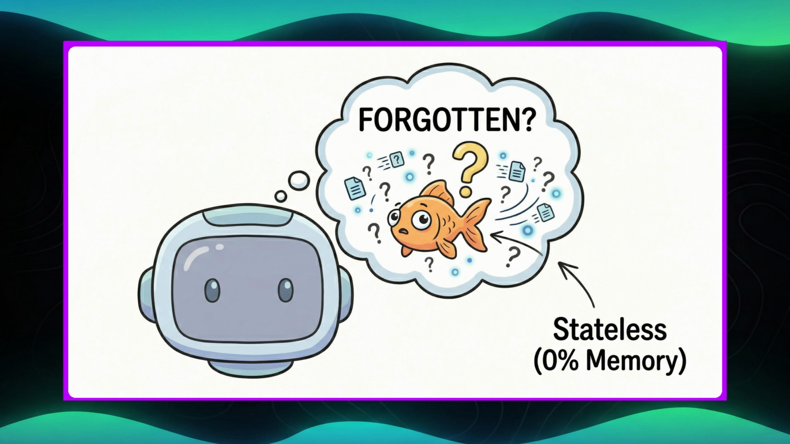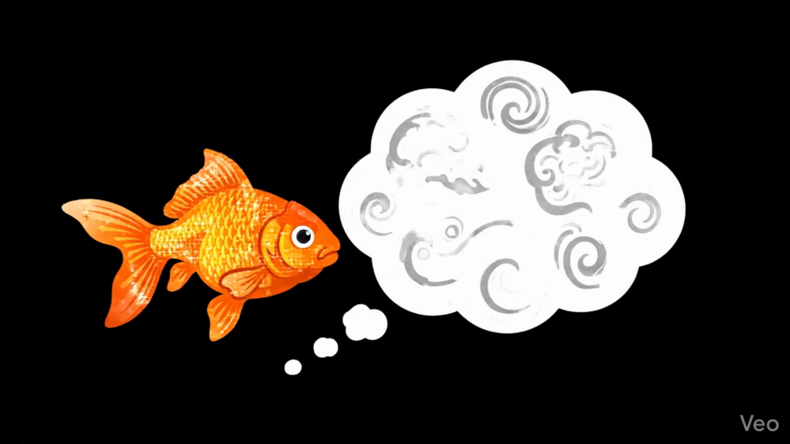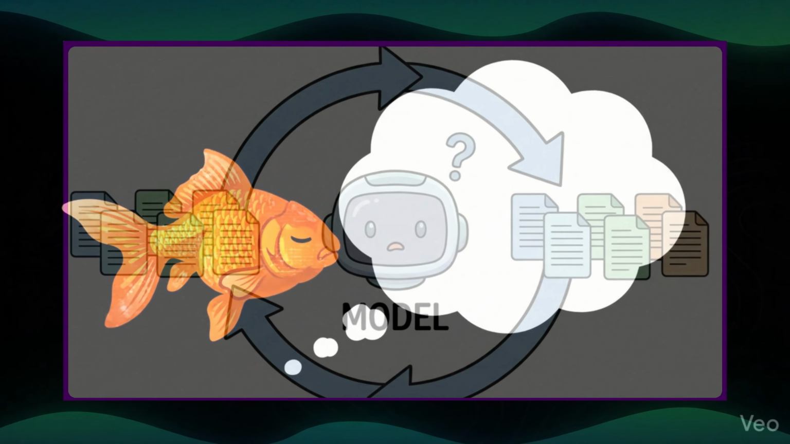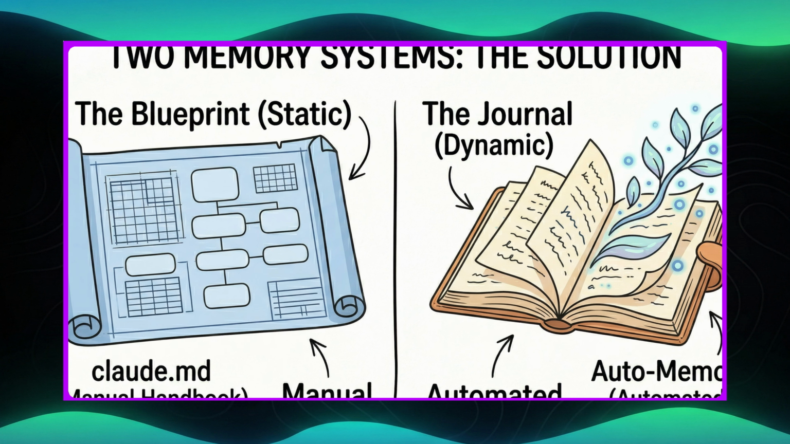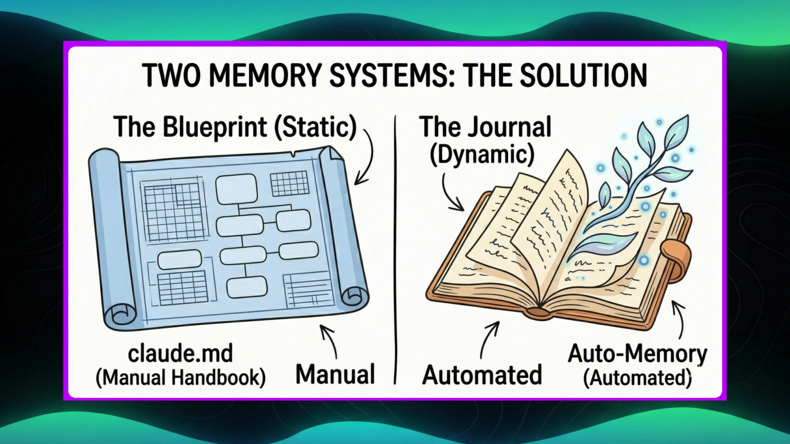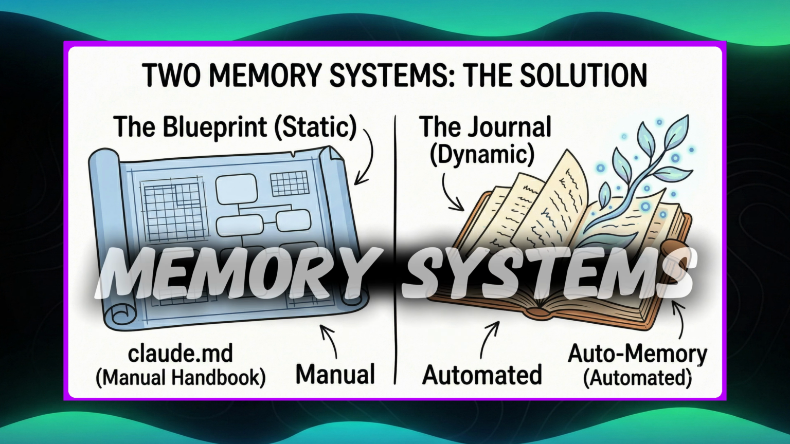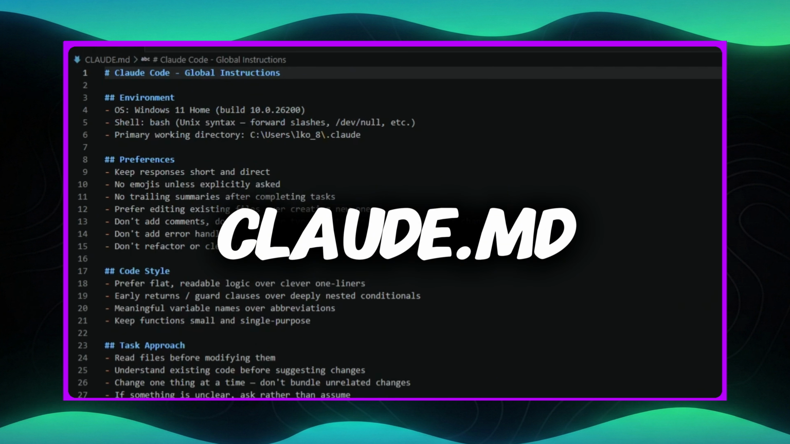But here's the catch. AI models are naturally stateless, they're basically goldfish and don't have built-in memory. If you want Claude Code to remember something, you have to feed that context to the model every single time. So to handle this automatically, Claude Code relies on two built-in memory systems, Claude.md files and Auto Memory.